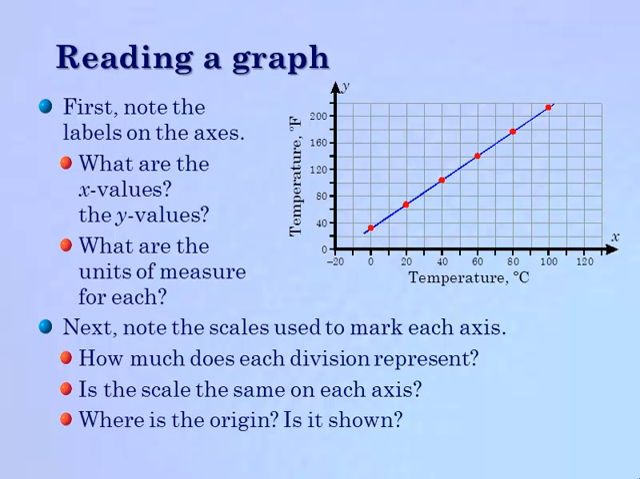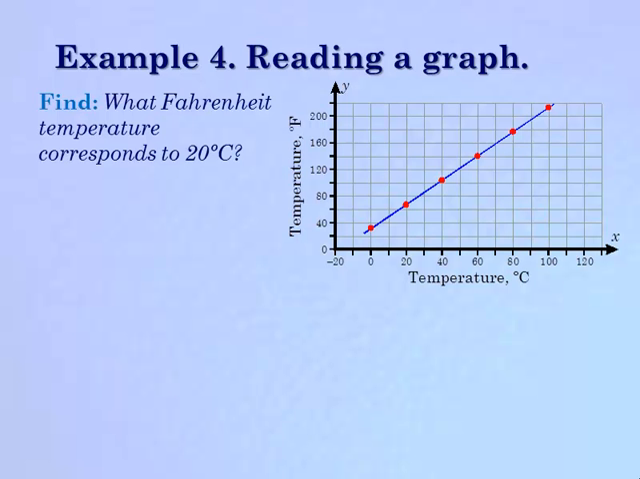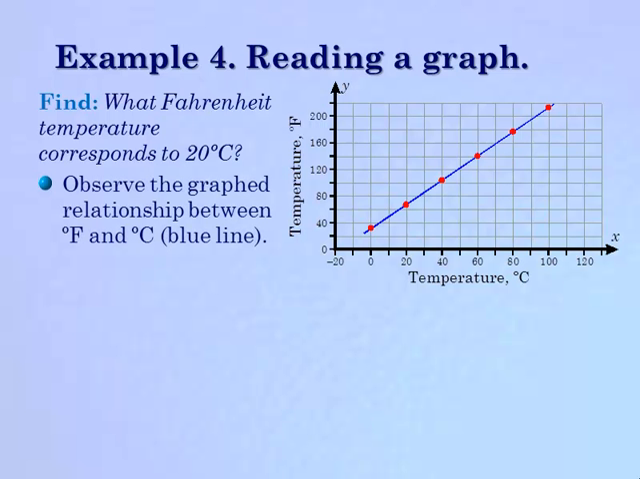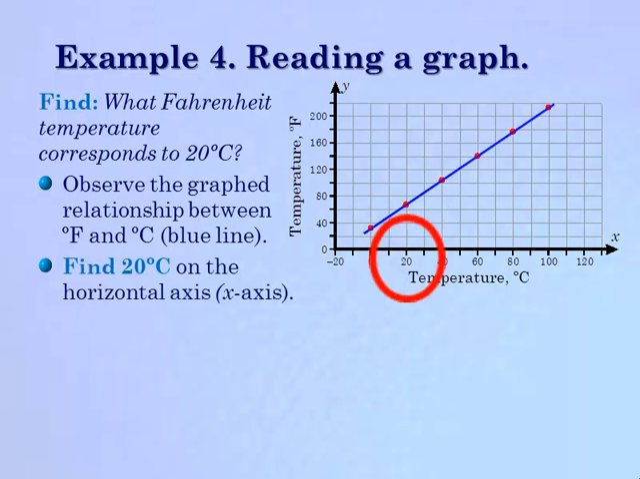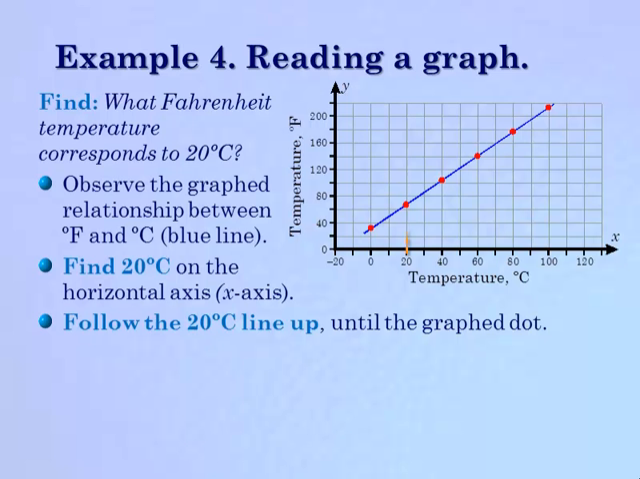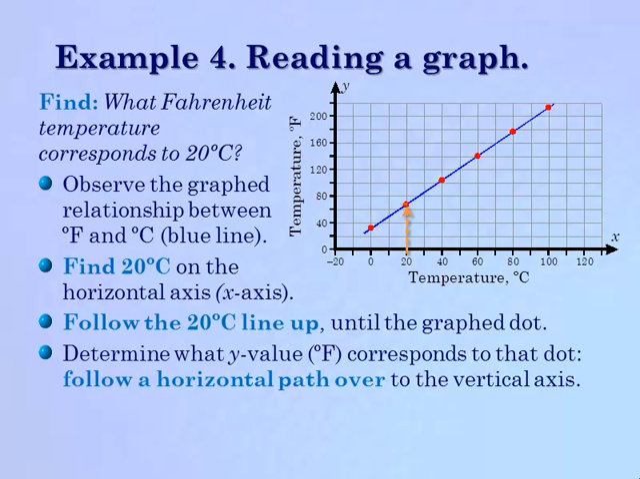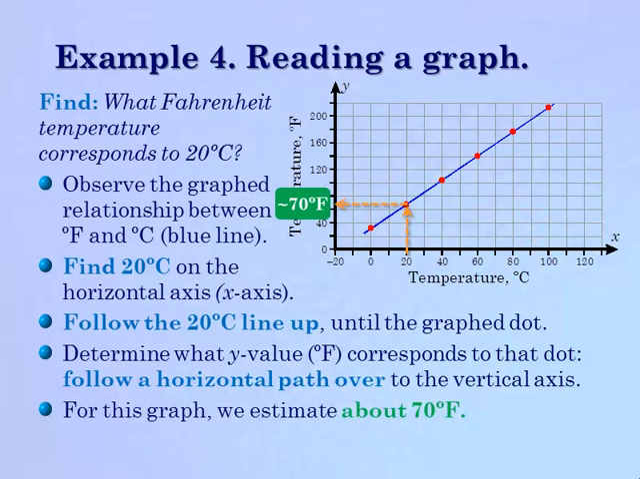So here's an example for reading a graph. We'll look at that Fahrenheit temperature graph. What Fahrenheit temperature corresponds to 20 degrees Celsius? Well, we observe the graph relationship between the F and C. That's the blue line. And we find 20 degrees C on the horizontal axis, and we follow that line up till you hit the graphed dot, and that'll be the x value for that dot. And then we need to find out what is the y value for that dot. And we move over to the y-axis, and we find out that it's about 70 degrees Fahrenheit. So for this graph, we would estimate that the ordered pair for that dot is 20 degrees Celsius and 70 degrees Fahrenheit.